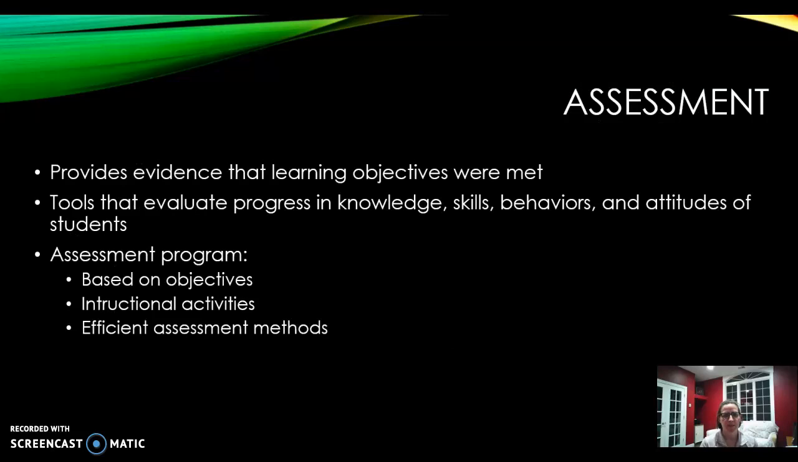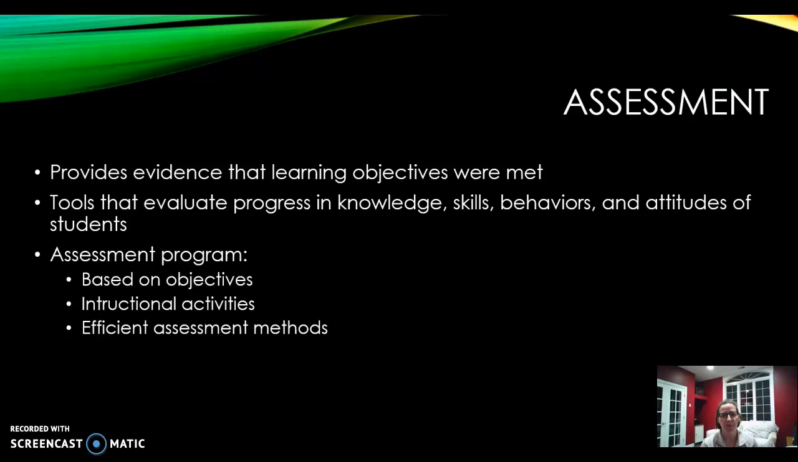Moving on to assessment. Assessment is when we as faculty can provide evidence that our learning objectives are met by our students. It's really a tool to determine if the intended learning outcomes of the course have been achieved by the students, and it evaluates progress of students in knowledge, skills, behaviors, and attitudes.